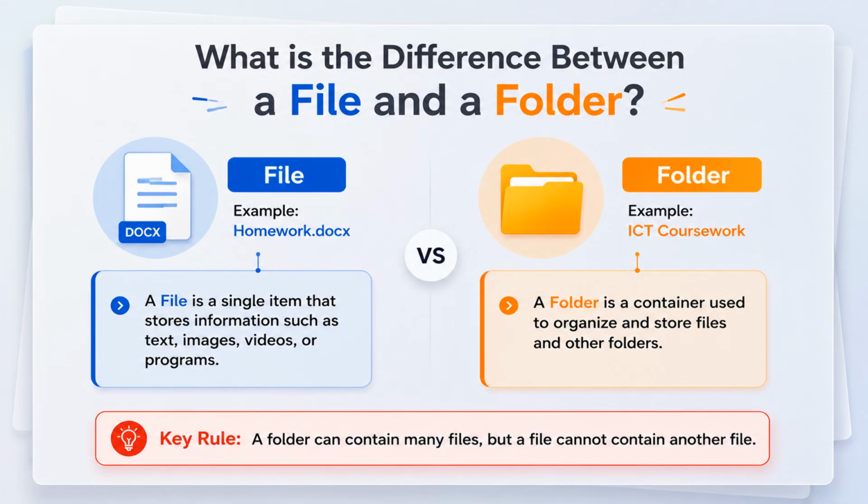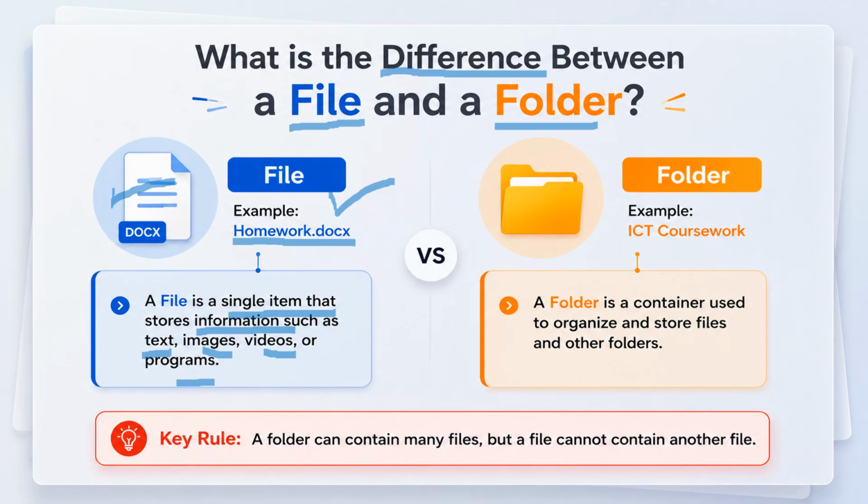Now let's understand the difference between a file and a folder. Take a look at the left side of the screen. We have a file. An example of a file is homework.docx. A file is a single item that stores information such as text, images, videos, or programs. So whenever you create a Word document, save a picture, or download a video, you are working with a file.